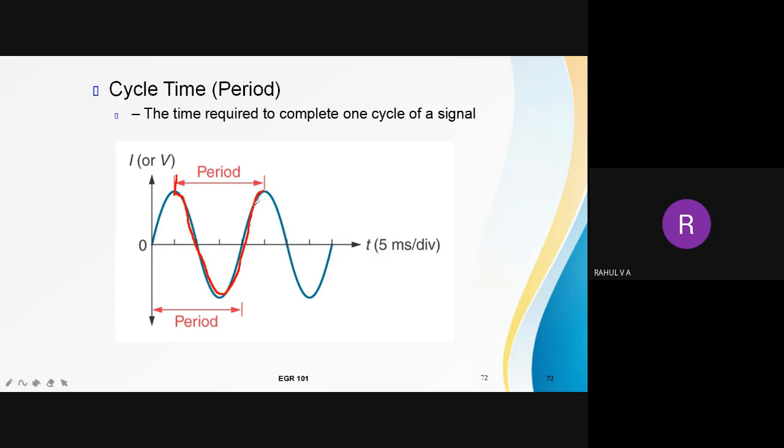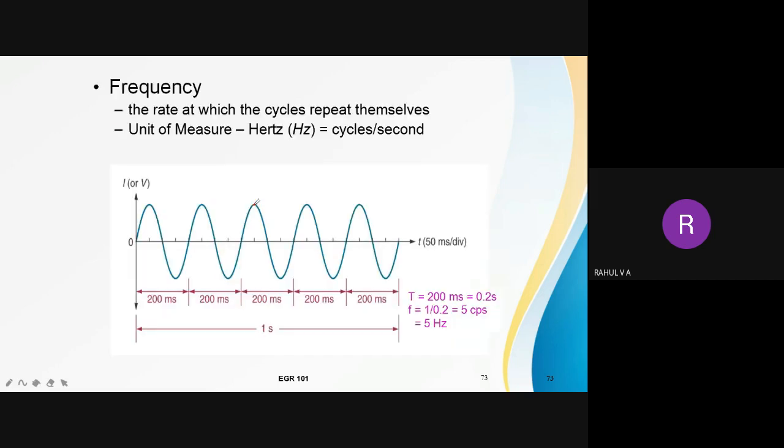The unit of time period is seconds or minutes, like that we used to represent. And what is frequency? Frequency is the rate at which cycles repeat themselves, or you can simply say 1 by T is frequency, or the number of cycles per second. That is the most appropriate definition, I think. Frequency is the number of cycles per second.